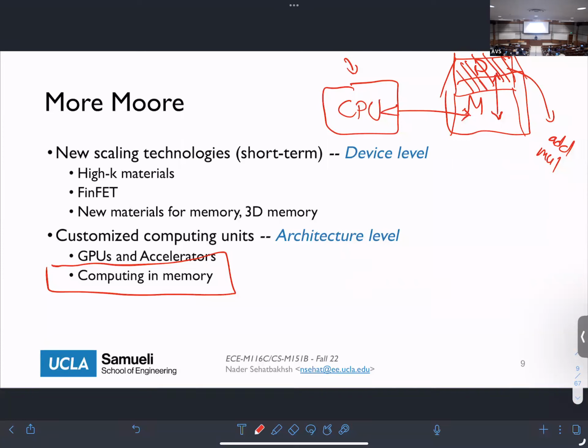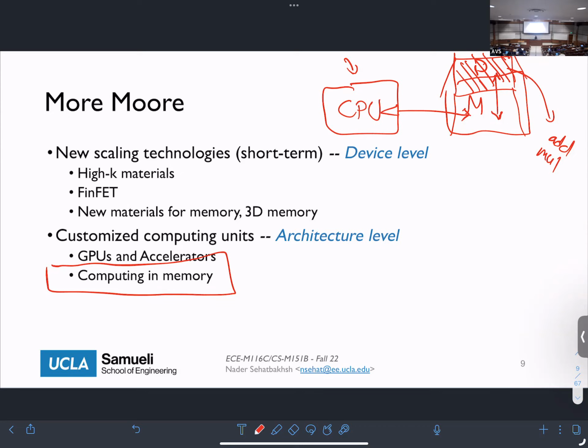So we really don't need to be able to support all the instructions, but maybe some tiny instructions. If we can implement them in this tiny processor here, then we don't need to transfer data back and forth from memory to the processor. We can do things in memory itself. And that just makes it much, much faster for a certain number of applications.